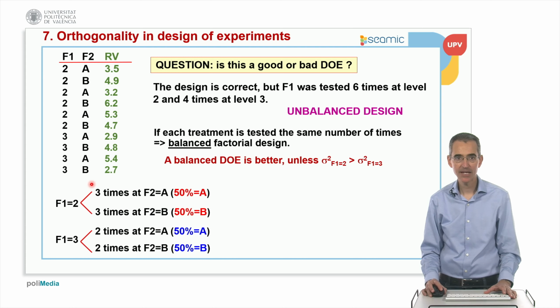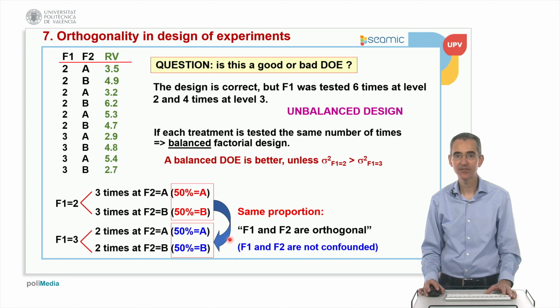Okay, so this number is not the same. We have 3 times compared with 2 times and 2 times. But here we have that 50% was tested at variant A, 50% with B. And here we have the same percentage, 50% with A, 50% with B. So as the proportion is the same, we say that the factors are orthogonal. It is not that these numbers have to be the same. No, this proportion has to be the same. So in this case, it is accomplished. So we say that F1 and F2 are orthogonal.